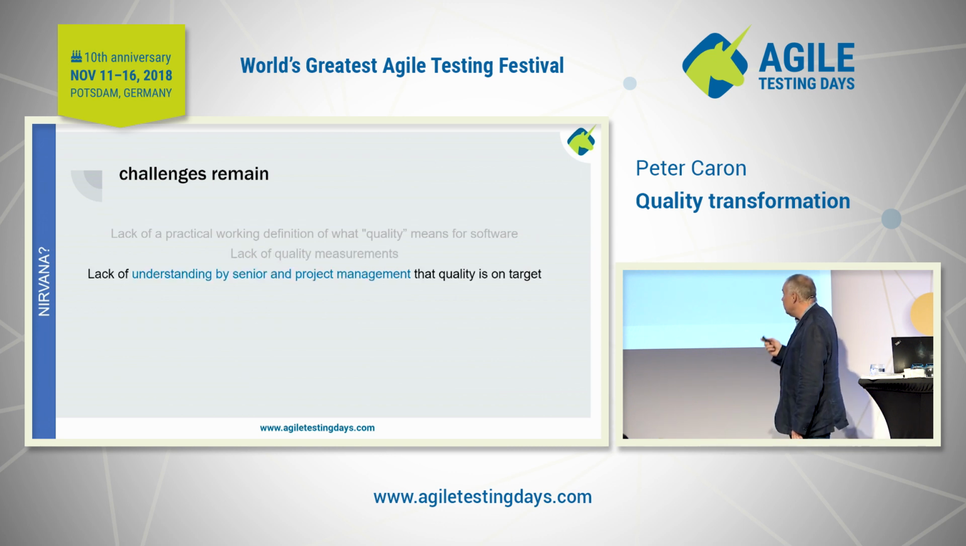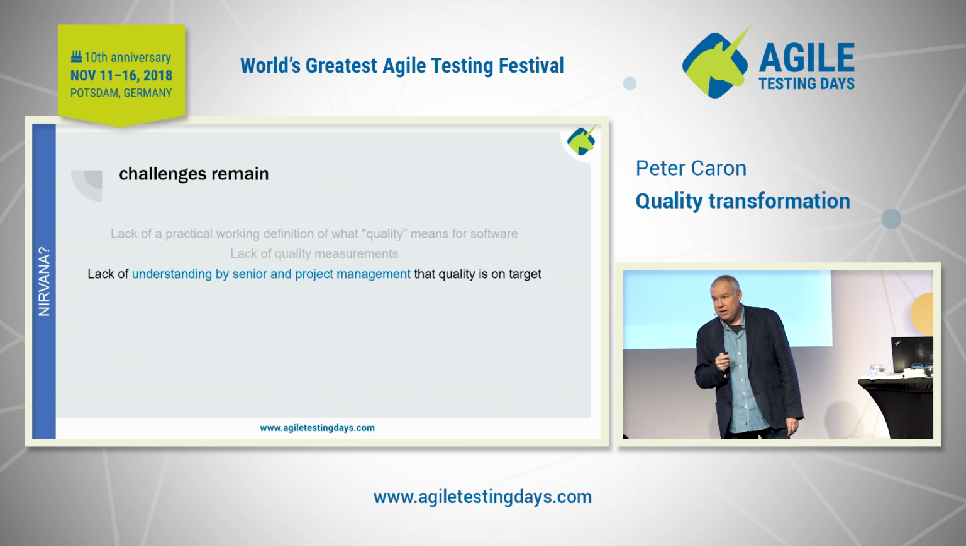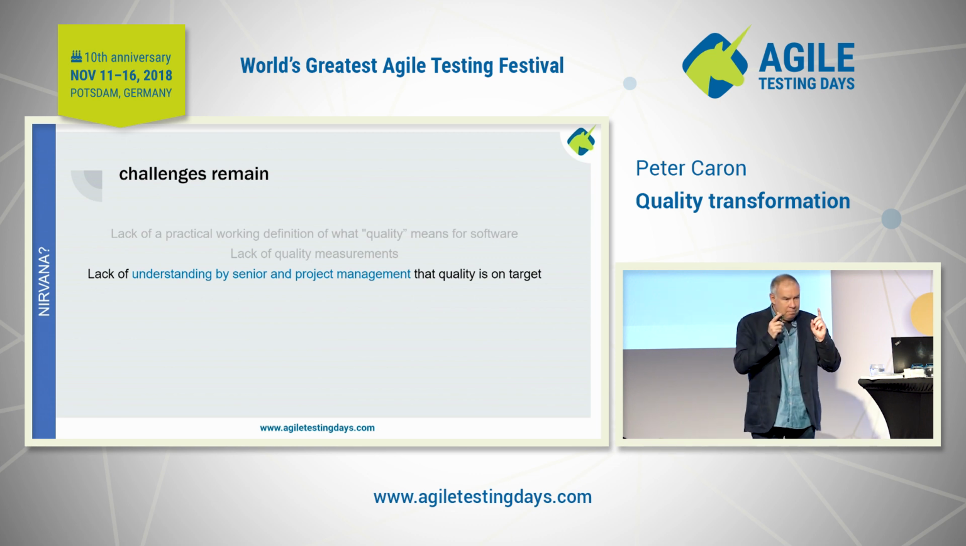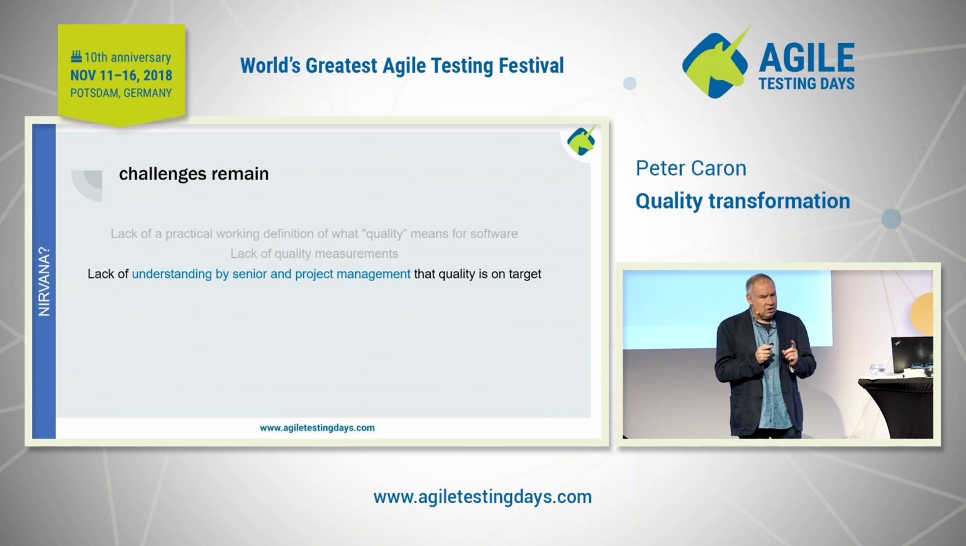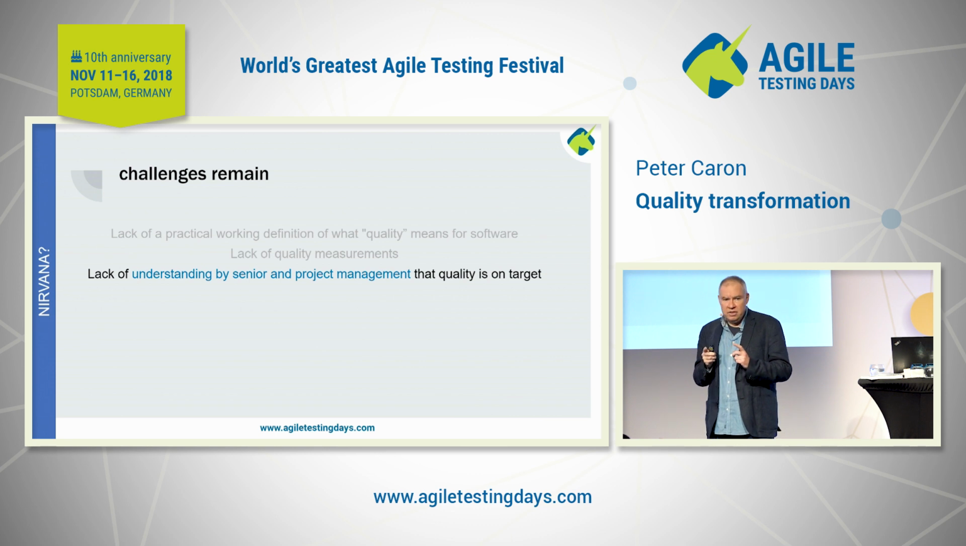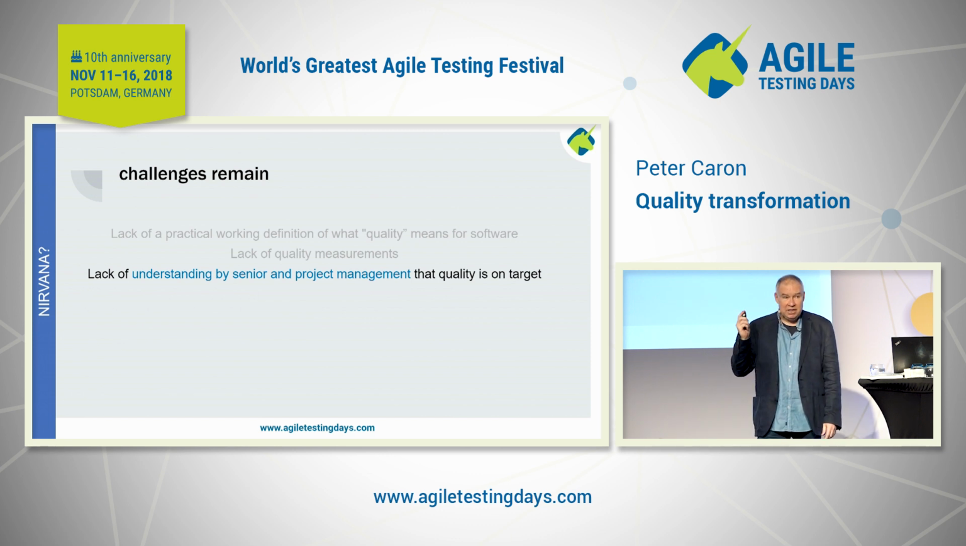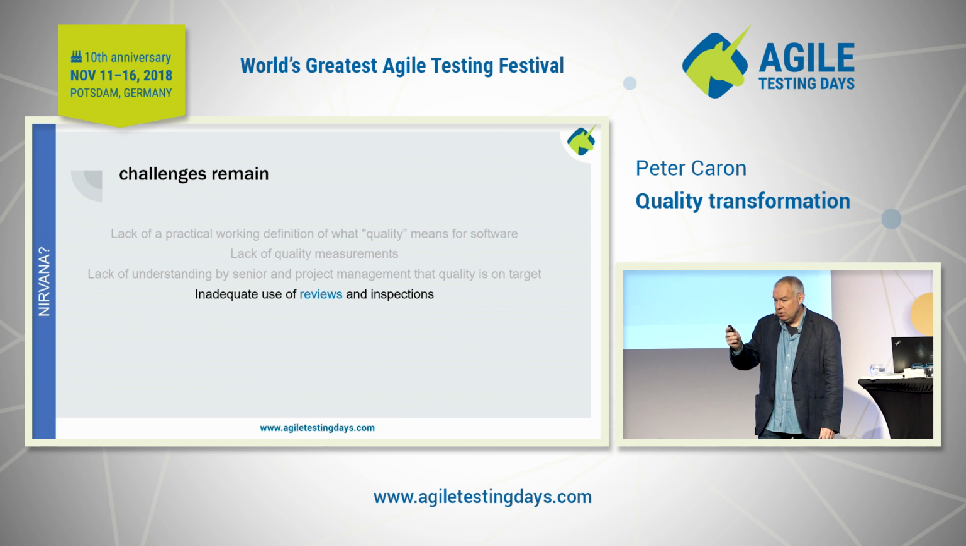There's a lack of understanding by senior and project management that quality is on target. So many times leaders, software development heads of departments have come to me and said, I wish I could find out what the quality of my software is going to be or the release schedule is going to be a little bit more than a week and a half before the release. Because they get green, green, green, green, green, everything's fine. Every single sprint, everything's green. And then at the end, they say, oh, we're not going to make it. Managers don't have enough visibility on the progress of that infinity loop and the development.